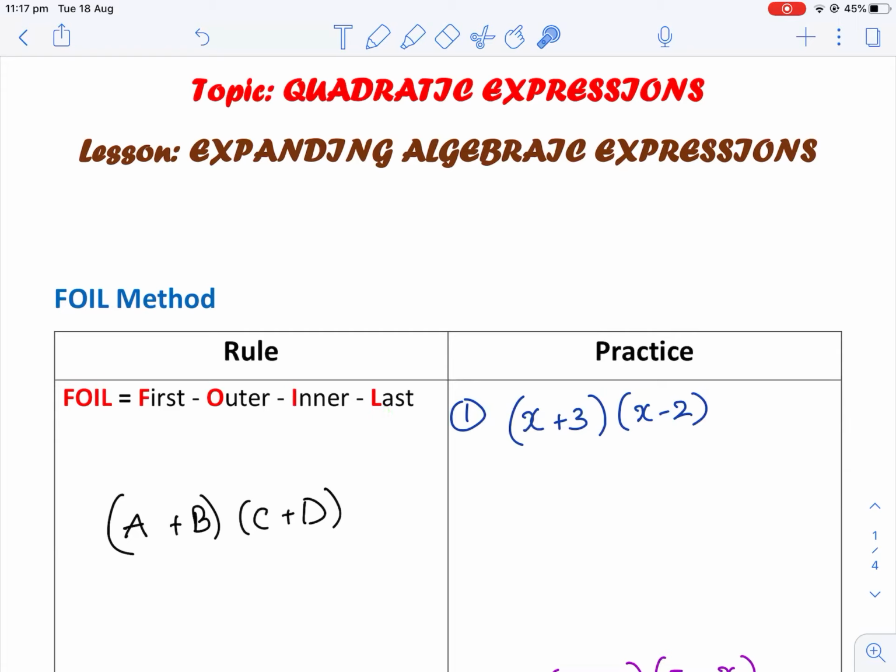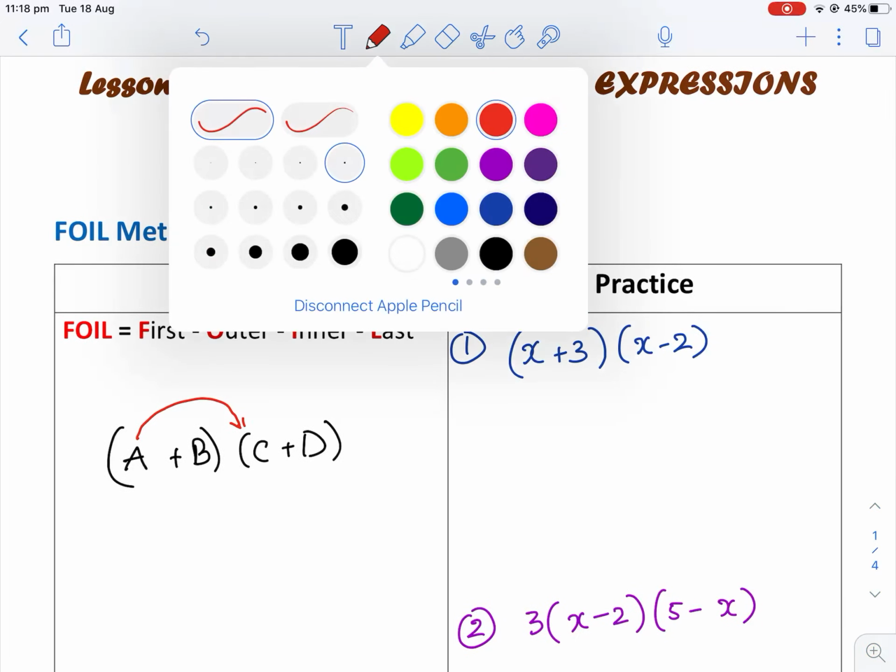For example, we have (A plus B) times (C plus D). What do we do to expand the bracket? Expanding the bracket means that we get rid of the bracket. There's no more bracket in this expression. All right, just follow the rule. So the first one is to multiply the first terms of the two brackets, which is A times C.